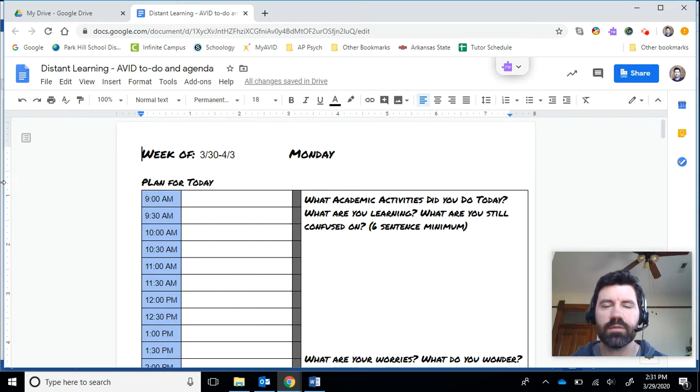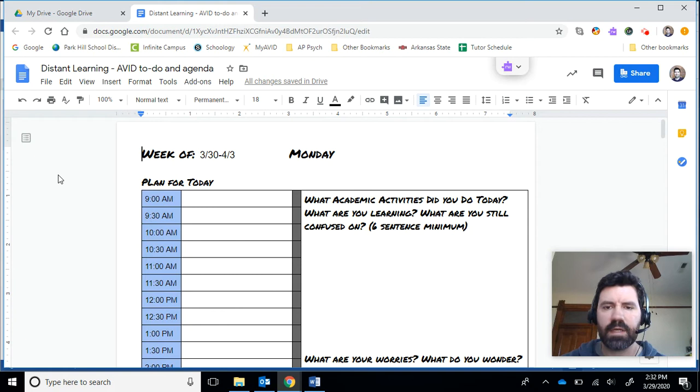I just want to introduce to you kind of what our upcoming weeks are going to look like in AVID. In AVID, there's some pillars that we need to make sure that we are addressing, and one of those pillars is organization, including planning, and another pillar is inquiry, and make sure that we're thinking critically about our learning and what we're doing. So I'm showing you this screen here.